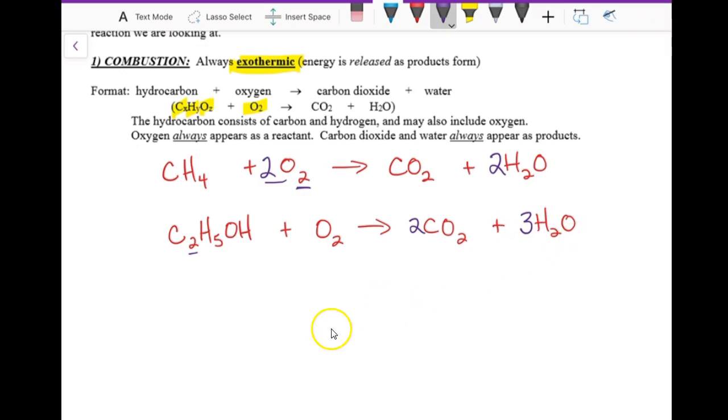Now over on the left, it looks a little funky because I would have to multiply the 2 by 3.5 to get 7. But I don't actually have to do that because I've got this lone oxygen over here by itself. So I can actually just multiply my O2 by 3. That gives me 6 oxygens there, plus a 7th there, and it's balanced.